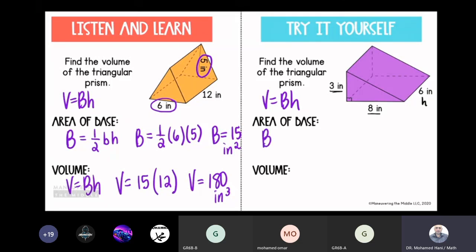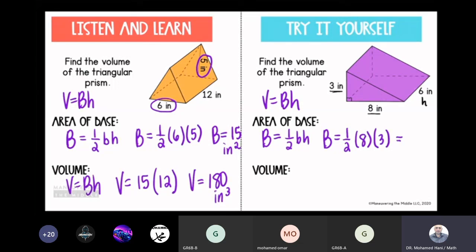I'm going to go back. I'm going to find the area of the base. So I'm only looking at our triangle right now. You know, that's 1/2 base times height of the triangle. Base of my triangle is 8, and height of my triangle is 3.